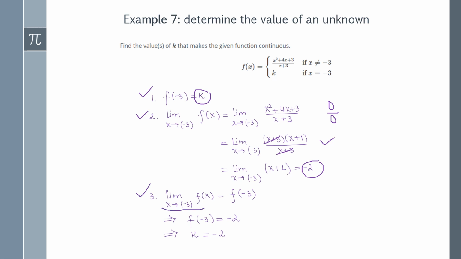So I set this up. The limit of the function as x goes to -3 must be equal to the value of the function at that number, at -3. So what does that mean? f of -3 is equal to -2, and from here we conclude that k must be equal to -2. And if that is the case, then our function is continuous. All right, so once again, you might encounter a problem of this type, maybe a slightly different function, maybe a slightly different x. This is how you would approach it.